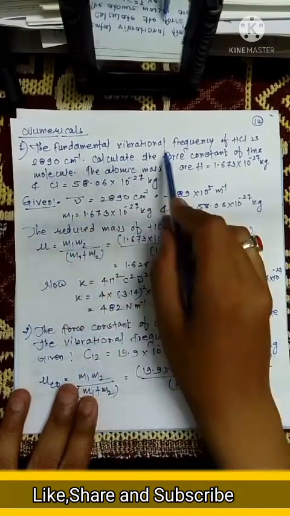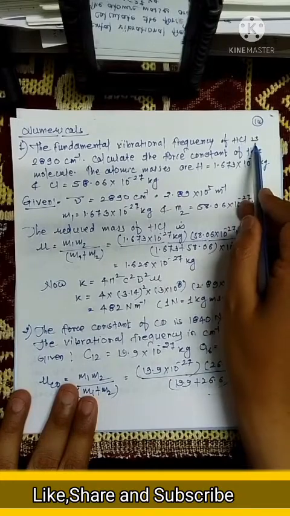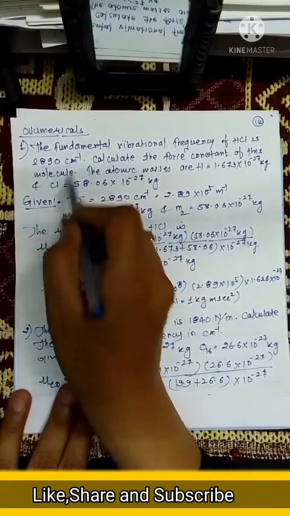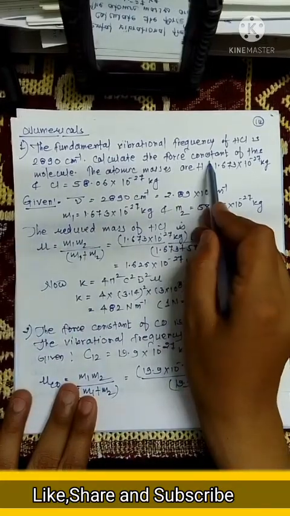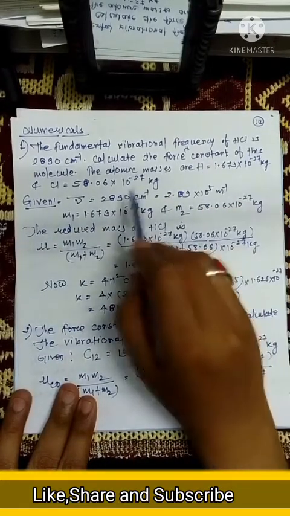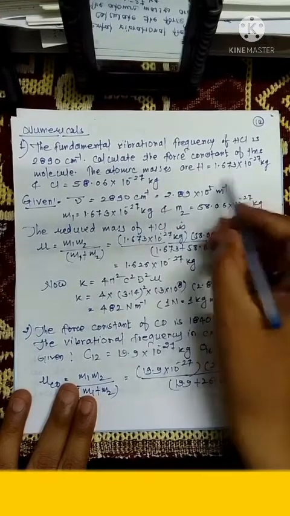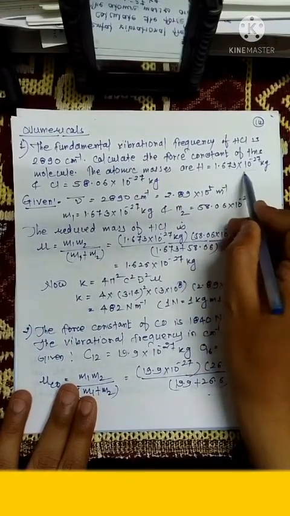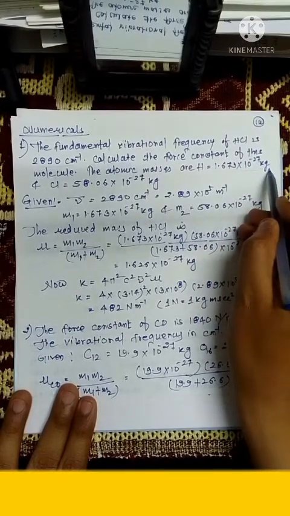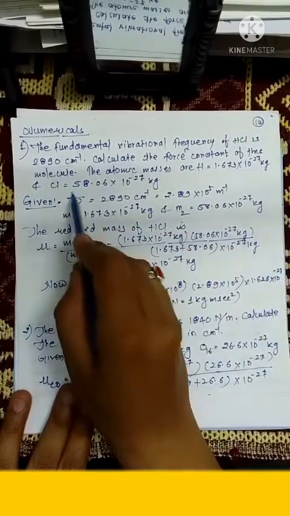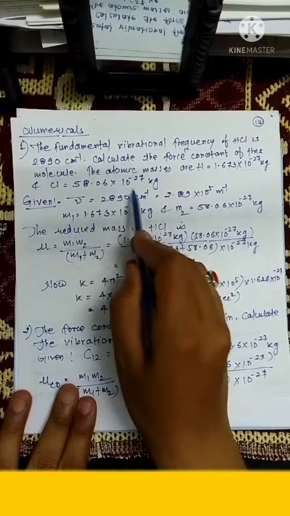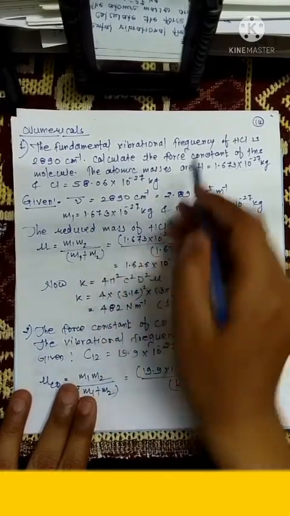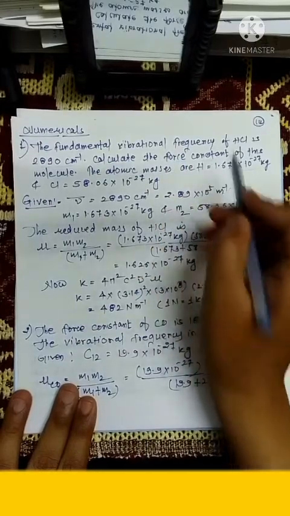The fundamental vibrational frequency of HCl is 2890 centimeter inverse. Calculate force constant of this molecule. The atomic mass of hydrogen is 1.673 into 10 raised to the power minus 27 kg, and chlorine is 58.06 into 10 raised to the power minus 27 kg. So we have to calculate force constant K.